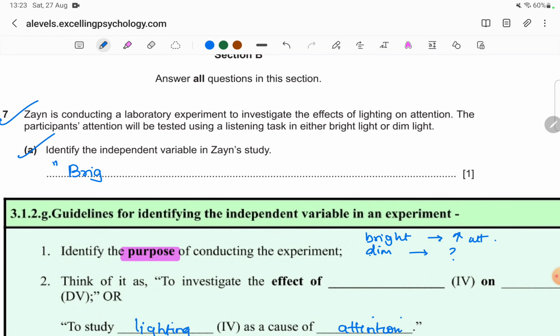Brightness of light manipulated at 2 levels. Bright, dim.